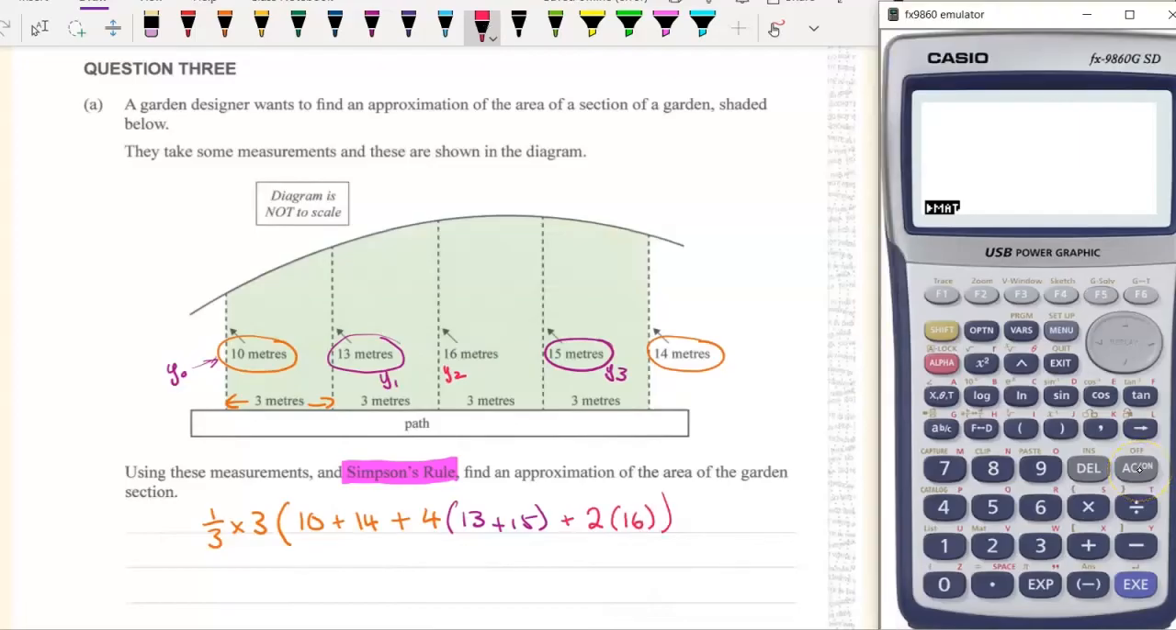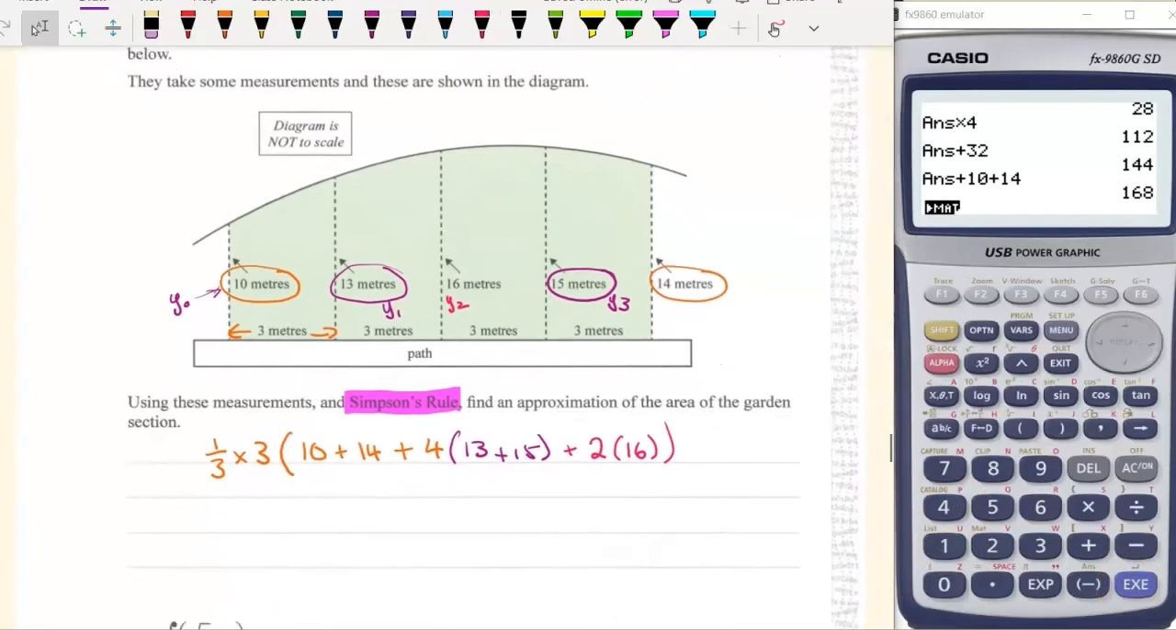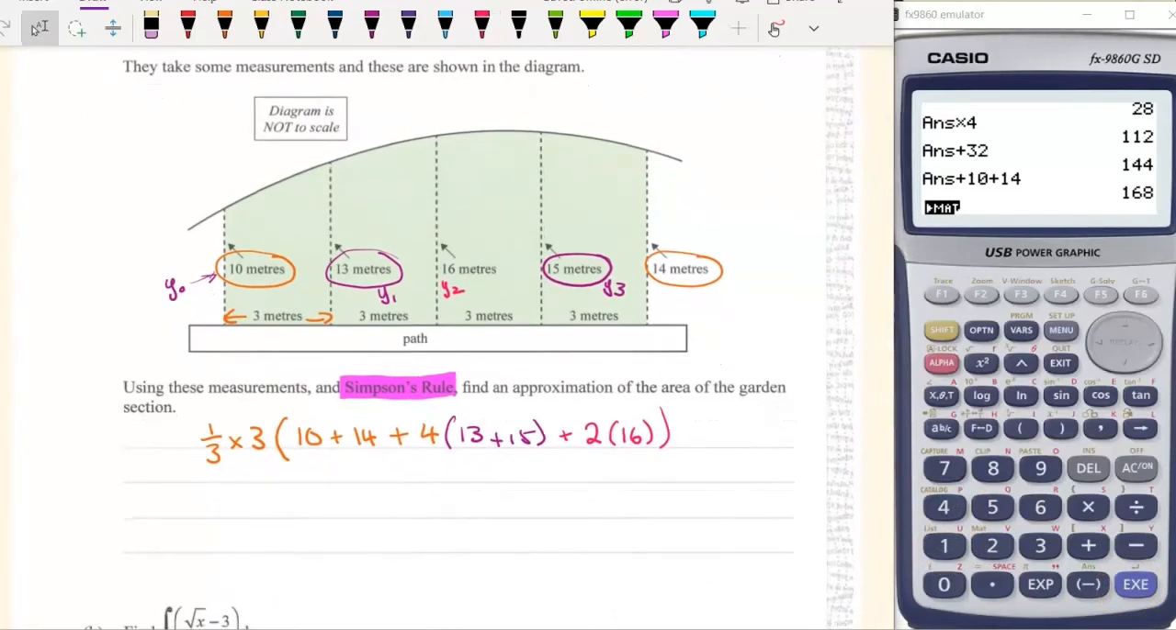And let's pop that in the calculator. So we have 13 plus 15, times it by 4, then add 2 times 16, which is 32. Add on the 10, add the 14, and then if we times by 3 and then times by a third, that's going to cancel out. So our final answer here is that is equal to 168 meters squared.